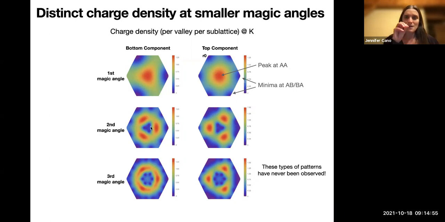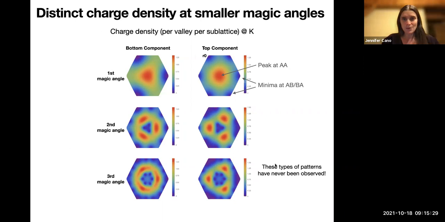And this pushes that peak out. So instead of being a peak at the AA site, it's vanishing in the center, but then you get a peak in the density of states around the AA site, this kind of ring of peaks here. And as we go to the third magic angle, this effect becomes even stronger. You get 6 nodes in the wave function, and then a ring structure of peaks around. And so this is our first prediction, which is that if you looked at the smaller magic angles, you would see a different pattern in the charge density. And these types of patterns are different from what has been observed before.